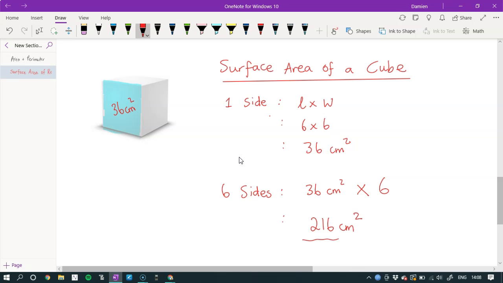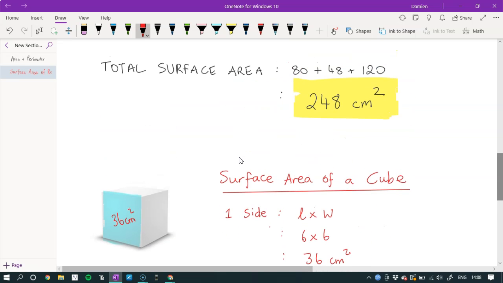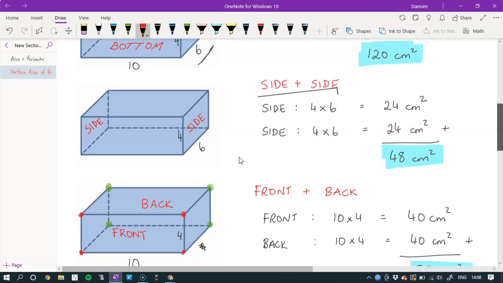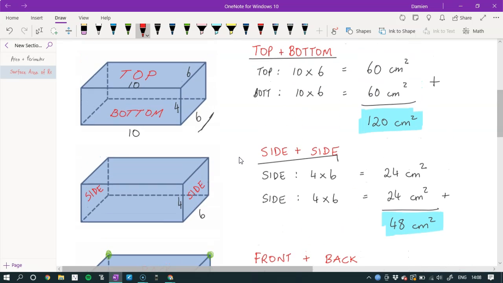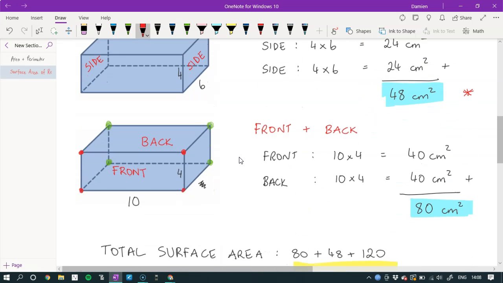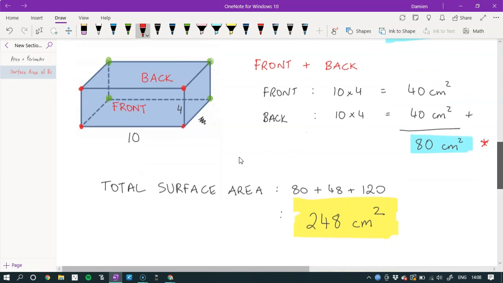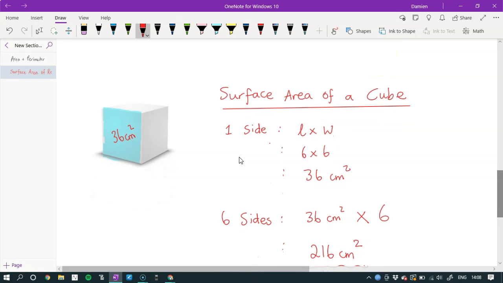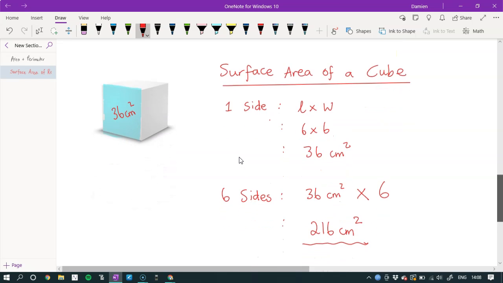So it's really simple. It's much quicker to do a cube because all the sides are the same, rather than doing the total surface area for a rectangular solid where you've got to work out the front and the back and the sides and the bottom. You can see the top and the bottom here works out at 120, but the sides work out at 48. And then the front and the back is 80. So all the sides are going to be different. Whereas in a cube, all the sides are going to be 36 centimeters squared, so just multiply it by 6.